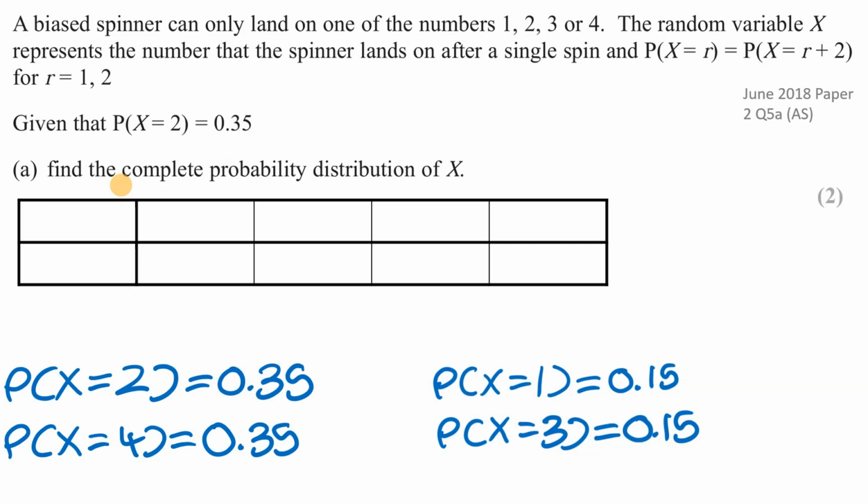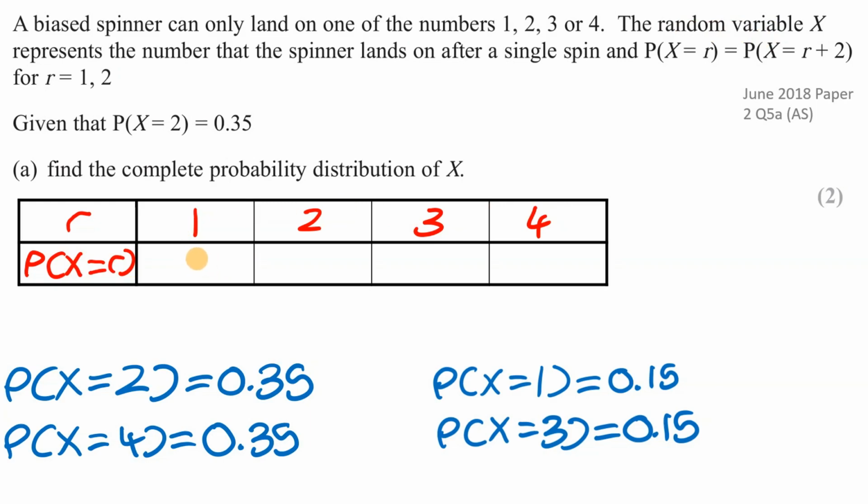Okay, so we need to show the probability distribution. Now, we talked about in the first video on probability distributions that there are quite a few ways that we can do this. The easiest way, in my opinion, is to do it via a table, okay? So the spinner can land on either 1, 2, 3, or 4. Let's call these values r, and the probability that x is equal to r, so this is the probability that x, which is the random variable, is equal to each of these values.